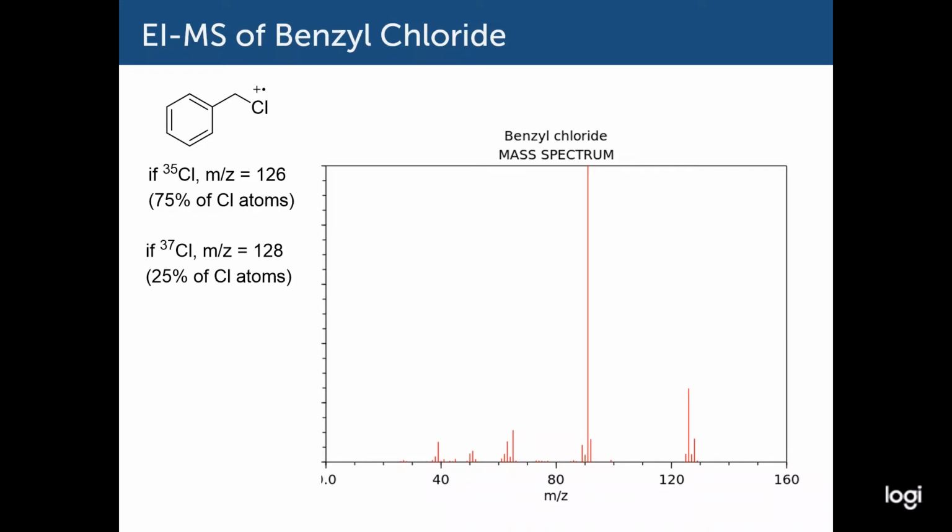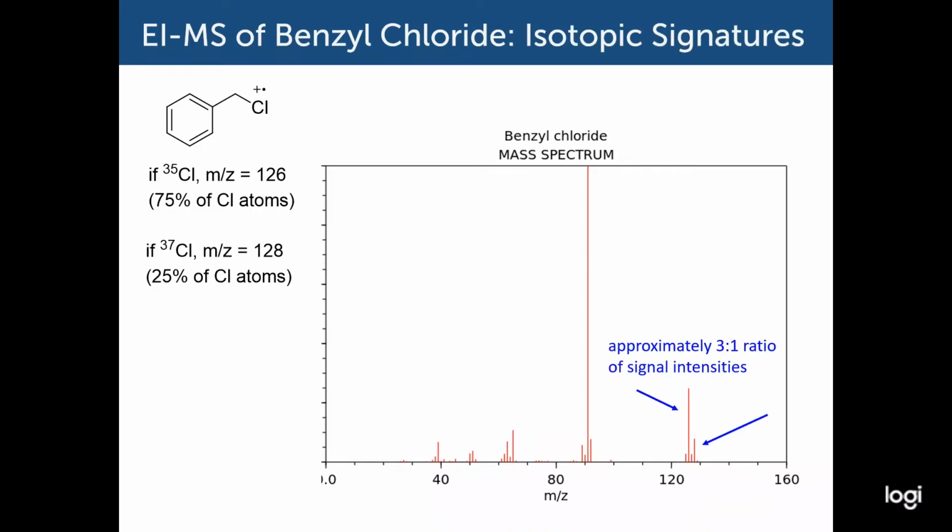There is the 35Cl isotope, which is about 75% of all chlorine atoms. If that's part of the benzyl chloride molecule, then my M/Z ratio is 126. But if my benzyl chloride molecule has a 37Cl isotope, which is about 25% of all Cl atoms, then I have a different M/Z ratio, one of 128. So if we look carefully at the right-hand side of this mass spectrum, we find that approximate 3-to-1 ratio of signal intensities at 126 and 128 M/Z. And that's like an isotopic signature for chlorine.